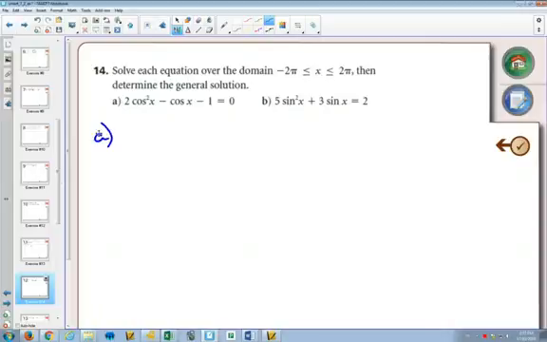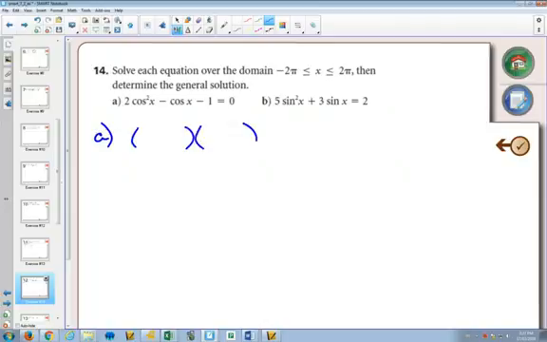All right, so we're going to solve between negative 2 pi and 2 pi and also state the general solution. So for the first one, for 2a, we've got cos squared and cos. At least it's all one function. We don't have to use sine squared plus cos squared equals 1. But because it's a quadratic, we're going to try and factor this.